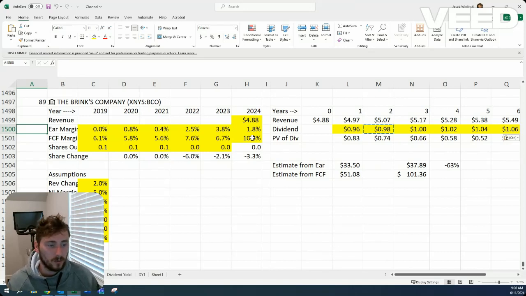But if they do somehow mean revert back to their average margins, then they will need to pay off some of that debt, or else their debt ratios are going to get a bit concerning, both to the person issuing the debt as well as you as the shareholder being more confident that they'll be able to pay it down. So pretty comfortable with these assumptions. We're saying it needs to fall 63% to get to the price we're looking for.